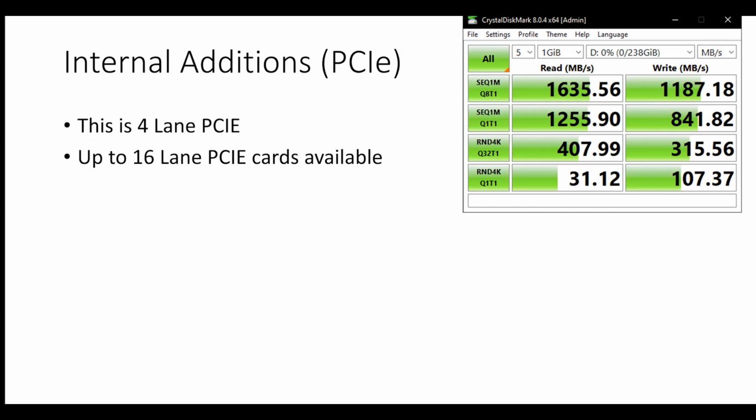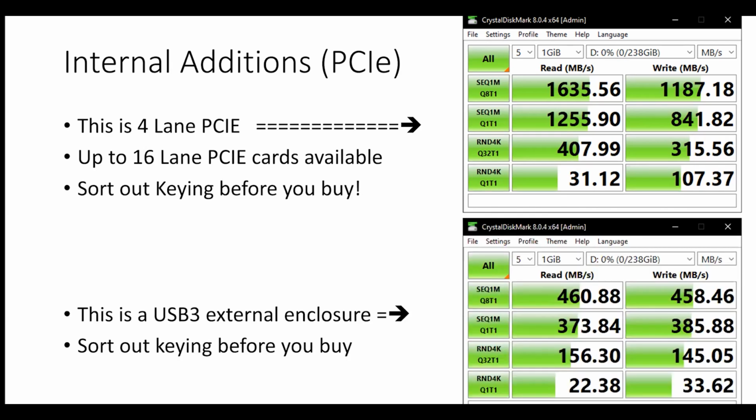That there is a 256 gigabyte NVMe on a 4-lane drive. If I put it on an 8-lane or a 16-lane drive, it'll be quicker. But on my 4-lane drive, a 4-lane PCI card, there's the speeds out of it. And there's the same drive, the same NVMe, on an external enclosure. As I said, on the external enclosure, USB tends to be your limiting factor.